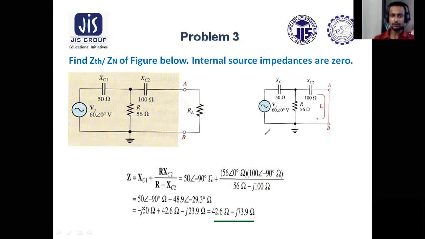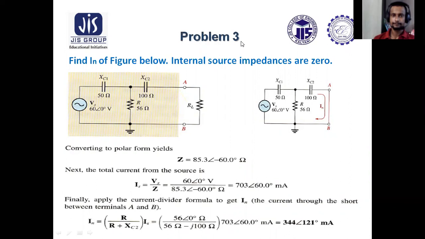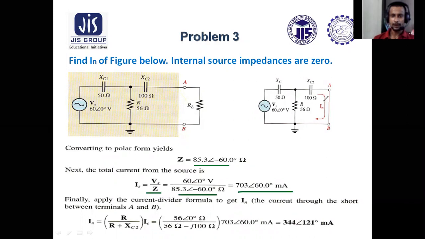Now as Z equals this, what would be I? Current through this path, Is, will be Vs by this Z. So Z in polar form is this, so Is equals Vs by Z. So Is is found. Now In will be found by applying the current divider rule. So In equals the opposite resistance, that is R, 56, divided by R plus XC2, into total current I. Substituting the values, you will get this answer.